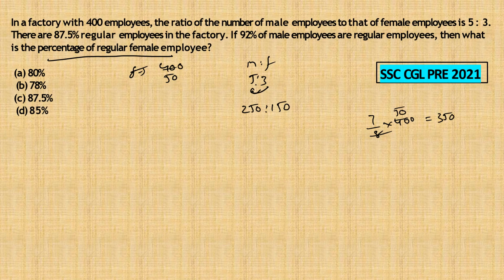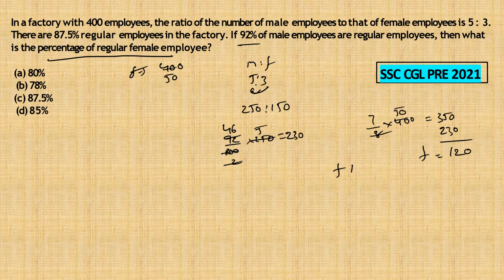92% of the male employees are regular. 92% of 250, that is 92 by 100 into 250. 5 2s are 10, 5 5s are 25, 46 5s are 230. 230 are male employees who are regular. How many female employees are there who are regular? 350 minus 230 gives the value of 120, which denotes the female regular employees.